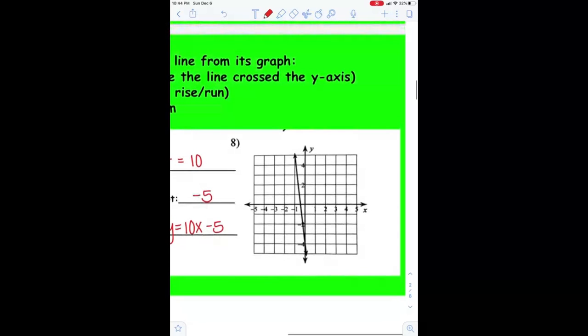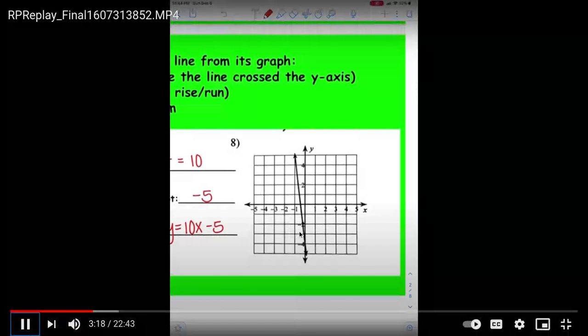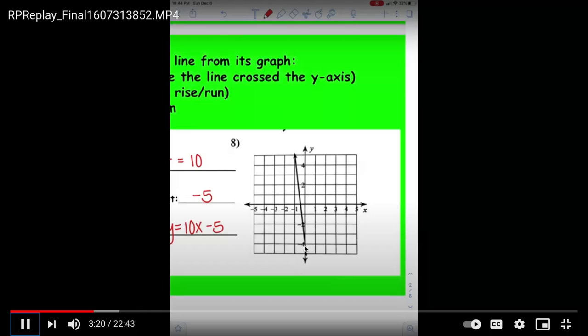So I'd have y equals 10x, and instead of plus negative 5, I'm just going to do minus 5. Same thing over here. I'm going to find my 2 points first. I'm going to use negative 0, negative 4 right here, and I'm going to use negative 1, 5 right here.